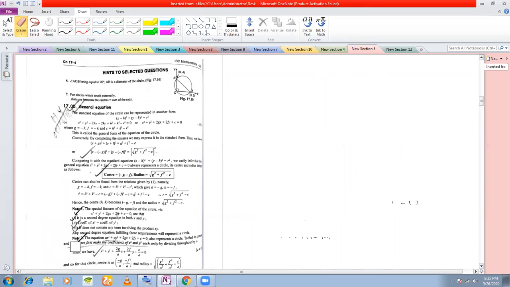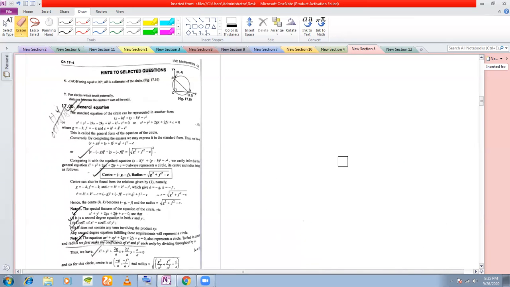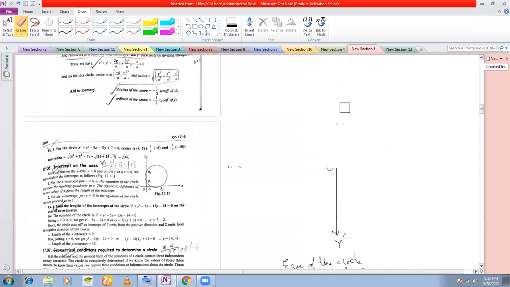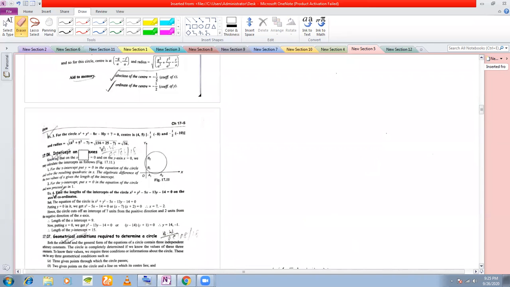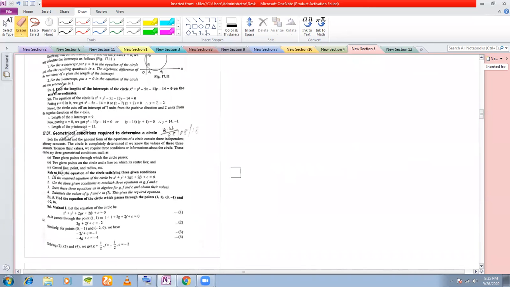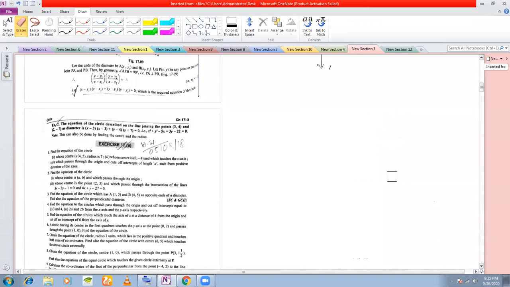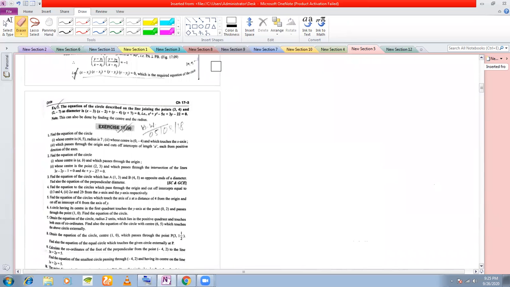How many diameters are possible in case of a circle? Infinite. Why is it infinite? Because you can have any number of chords in a circle. Since the number of chords are infinite, therefore the number of diameters will also be infinite. And what is the diameter? Diameter is nothing but a special chord of a circle which passes through the center of a circle.